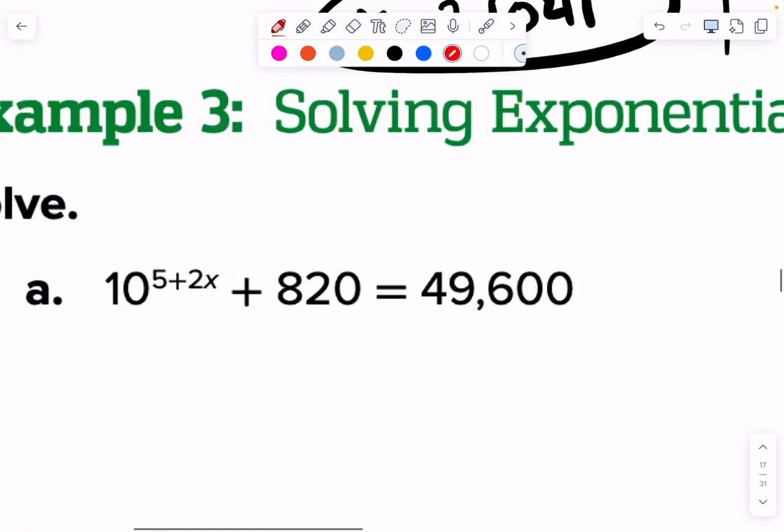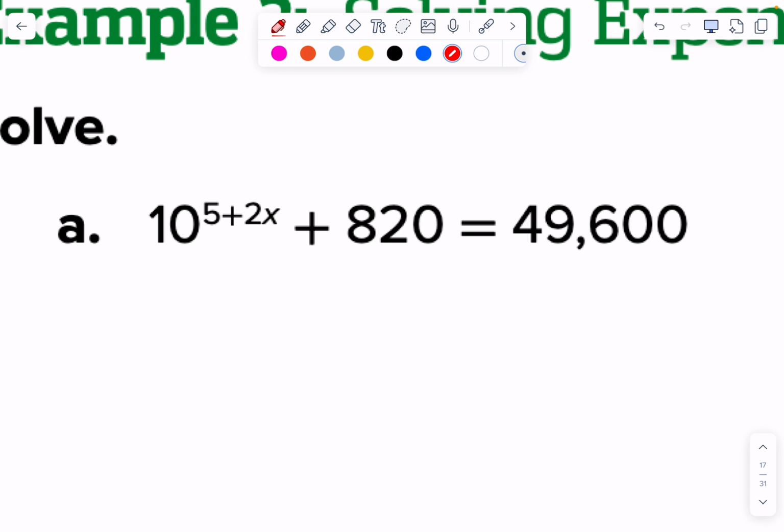Okay, all right, here we go. So we have this guy. Procedure. What shall we do? Minus 820. Let's do all the algebra first. Minus 820. Okay, he's gone.